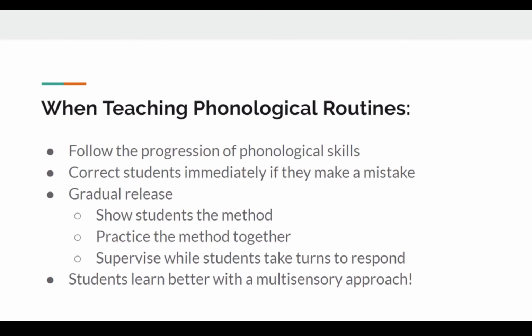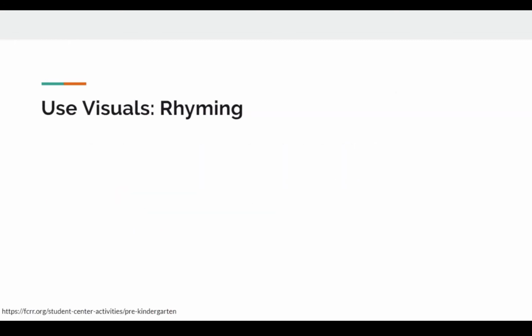We will begin with visuals or pictures. Then, as the student gets more proficient, we will use hand gestures. After that, we will use manipulatives such as colored chips or blocks. When the student demonstrates proficiency with the manipulatives, we can remove all these scaffolds and the activities can be conducted only verbally. Here's one way you can use visuals with rhyming.